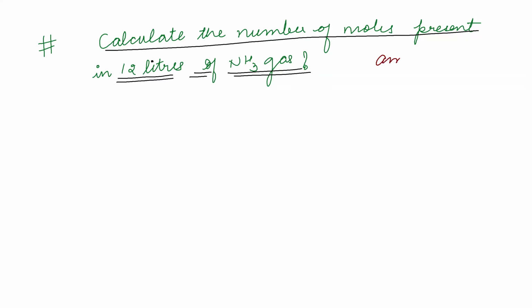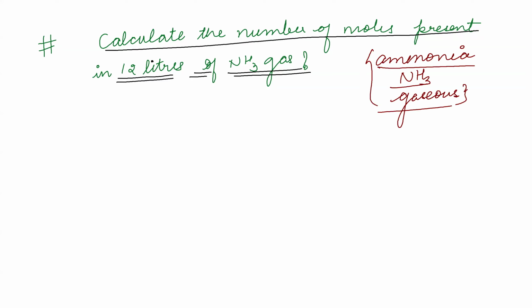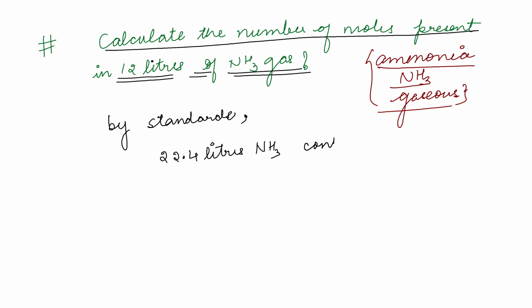Even if it doesn't tell you it is a gas, going forward you have to remember that ammonia by nature is gaseous. So you will say that by standards, 22.4 liters of ammonia has or contains 1 mole. Are we understanding? 22.4 liters ammonia contains 1 mole.